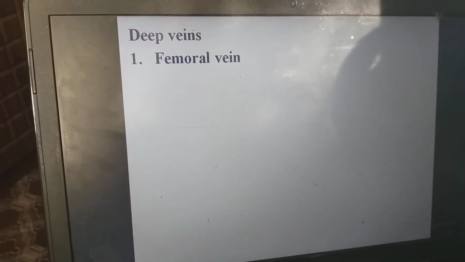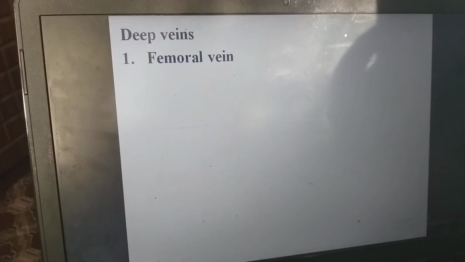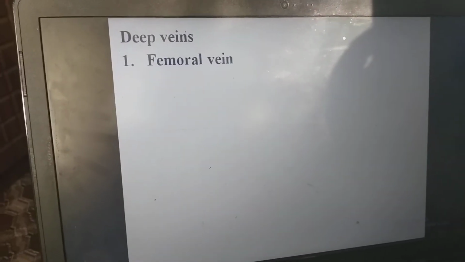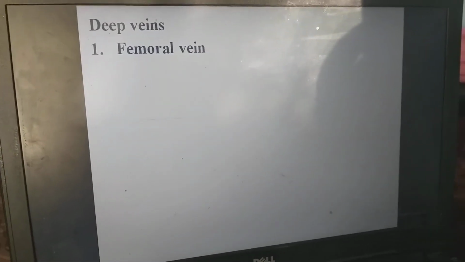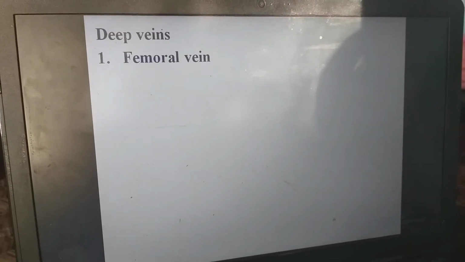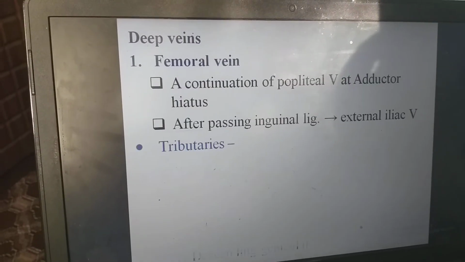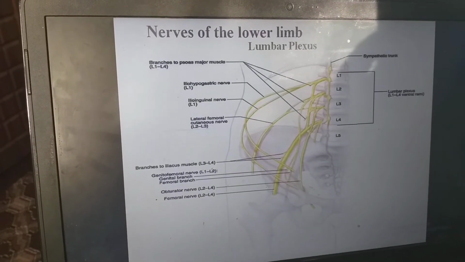For the deep vein, already we have said, the femoral vein drains to the external iliac, external to common iliac, common iliac to the inferior vena cava, and inferior vena cava to the right atrium of the heart. Good. So this is the drainage.